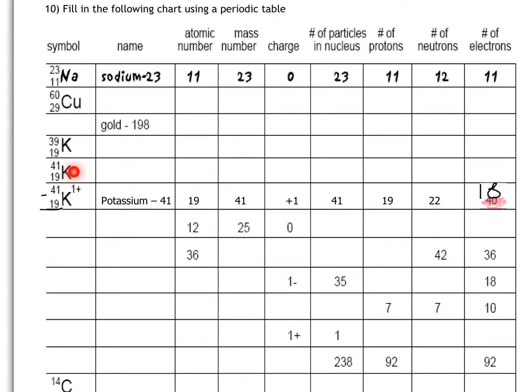If you look at the example above it, this is still potassium. It still has the same mass and atomic number, but the difference here is going to be our charge. This one does not have a charge. So the only difference in the numbers here should come from my number of electrons.